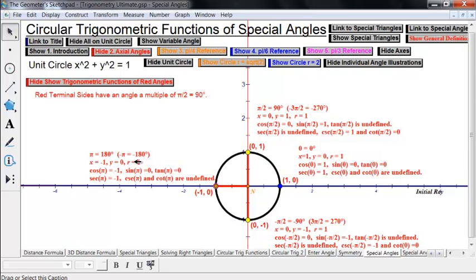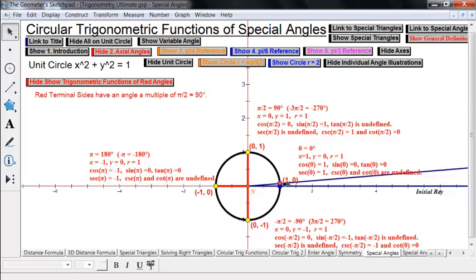Sine is y over r, 0 over 1 is 0. Tangent is y over x, that's 0 over negative 1, which is 0. Secant is 1 over cosine if it's defined, so it is, it's negative 1, or more generally it's r over x, so it's negative 1. Cosecant and cotangent are undefined because we would be dividing by 0. The y is 0, and cosecant is r over y, cotangent is x over y. In both cases, y is in the bottom and y is 0. That's not going to work when y is 0, so it's undefined.